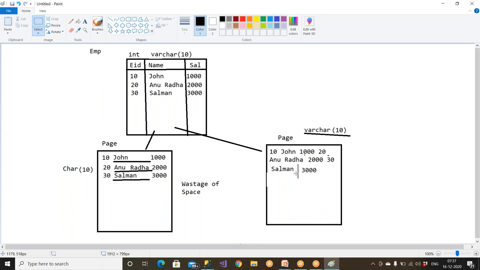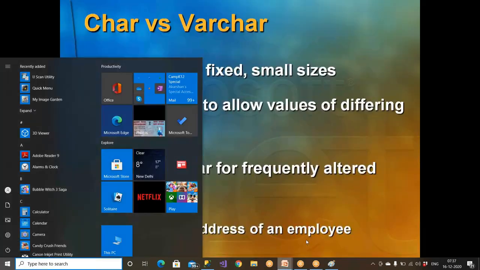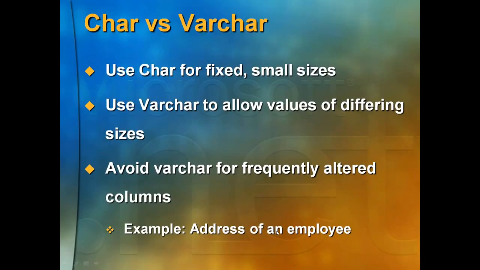Because of this, varchar is not so good for the updated columns. Clear? So this is the point I was talking about, especially for the address. If there is an address column, don't say varchar 500. You say character 500 only, because the address may change every now and then.